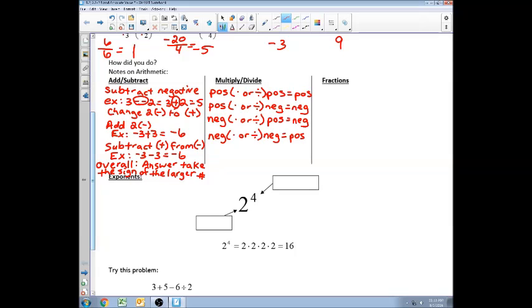The last part, fractions. When we add or subtract fractions, we need to get like denominators. We talked about that just a minute ago.